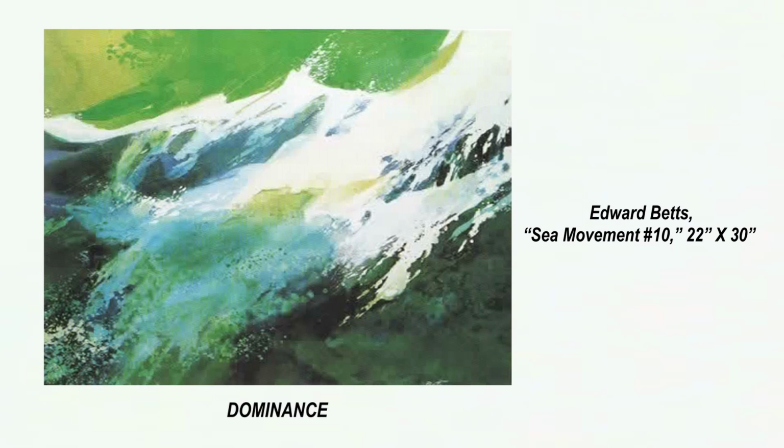Dominance is the principle of having one element take precedence over all the others. It attracts the eye and holds more visual weight than the other elements because it is so different. Dominance relies on the contrast of elements, but accentuates one over the others. In this painting by Edward Betts, that big white shape dominates everything else. And we have dominance from the angled forms that are diagonals that go across the entire surface, which give a sense of turbulent seas.